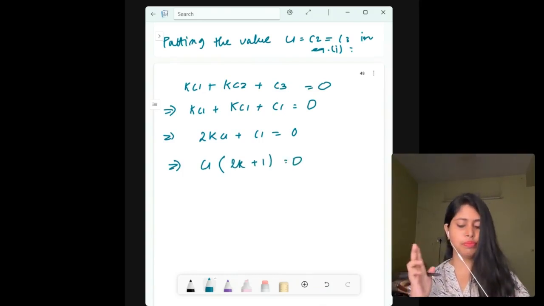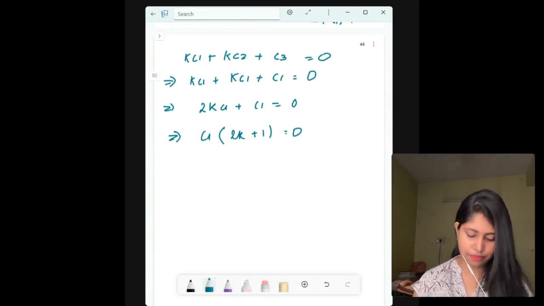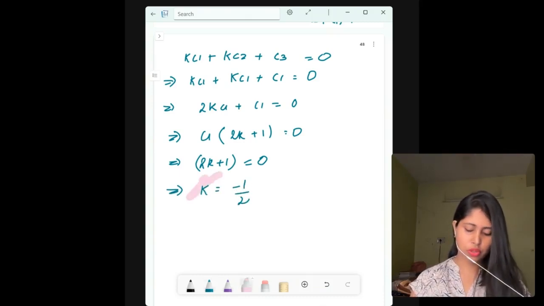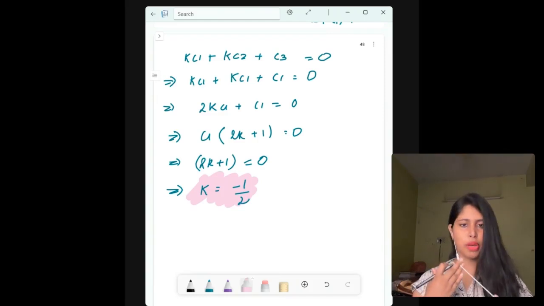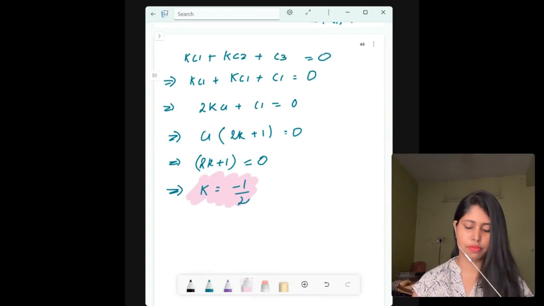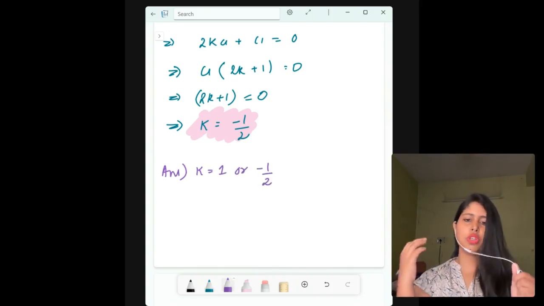Then from here we can say either c1 equals 0 or 2k plus 1 equals 0. And if 2k plus 1 equals 0, then we can say that k equals minus 1 by 2, right? So we will write 2k plus 1 equals 0. Then k equals minus 1 by 2. So from here we get another value of k. So what are the two values of k which we get for a non-trivial solution? We get k equals 1 or k equals minus 1 by 2. Okay, so these are the answers.